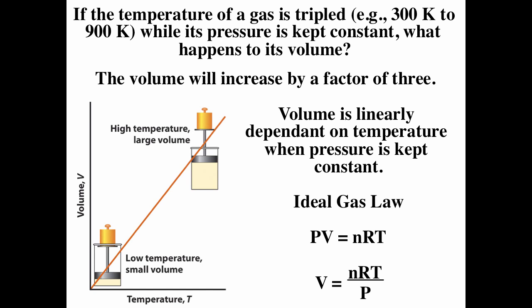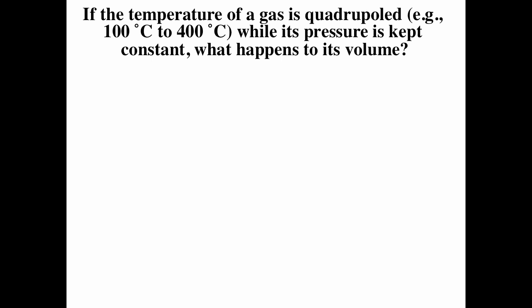If the temperature of a gas is tripled in Kelvin, what happens to the volume? The volume will also triple. So volume and temperature are directly proportional. Now this one's a little bit more tricky. If the temperature of a gas is quadrupled, 100 Celsius to 400 Celsius, while its pressure is kept constant, what happens to the volume? Now you've got to be careful.